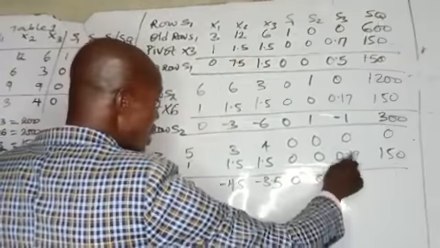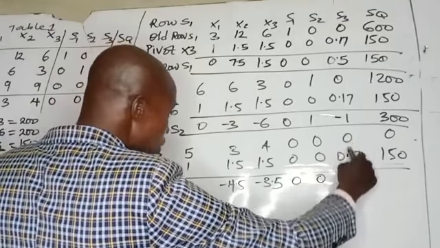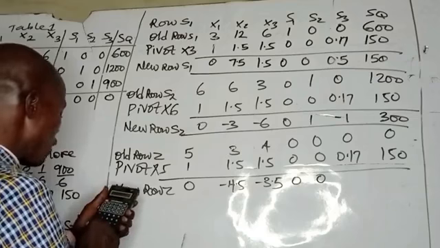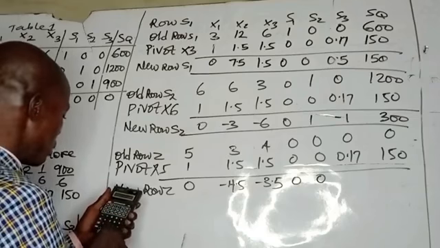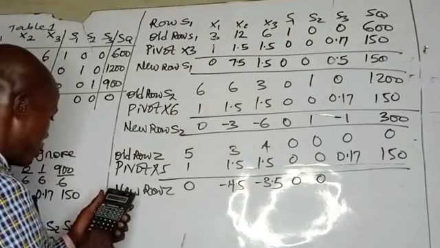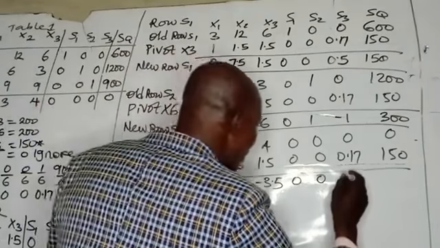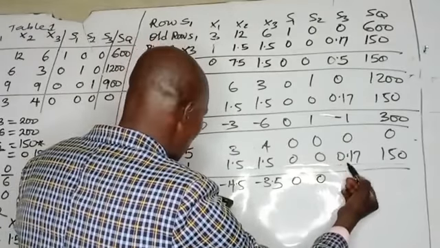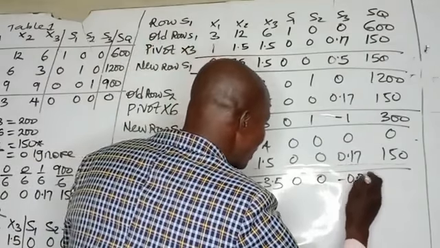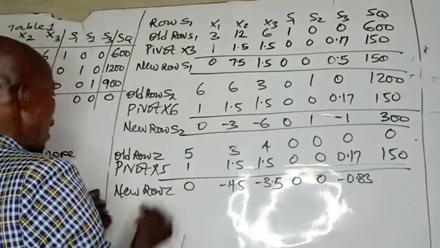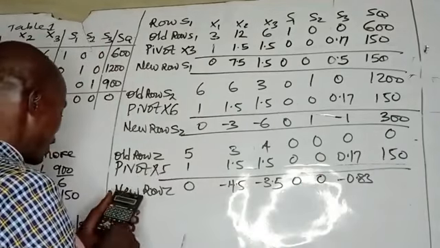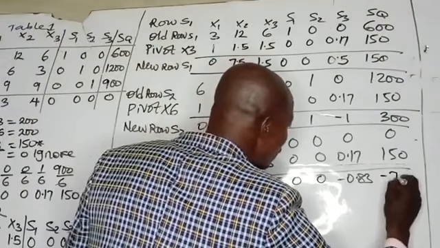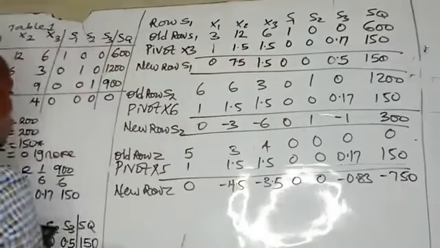5 times 0.17. I want to avoid rounding off error, so let me use the fraction that gave us this, 1 over 6. Though if you use 0.17, no problem. 1 over 6 times 5, you have 0.83. Subtract 0.83 from 0, you have minus 0.83. Then 5 times 150 gives us 750. 0 minus 750, you have minus 750.